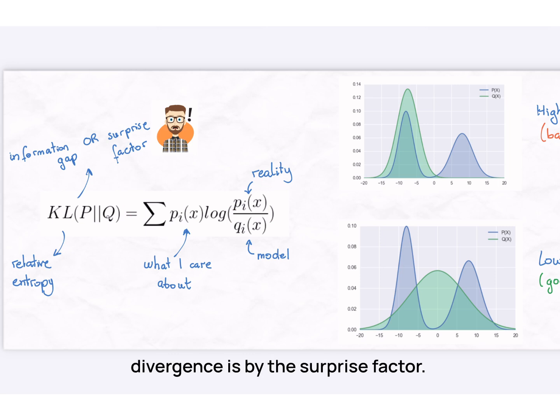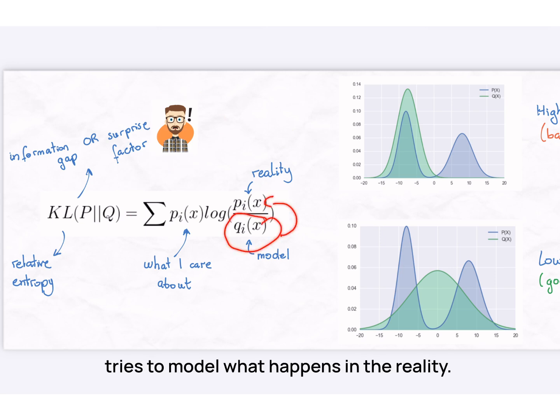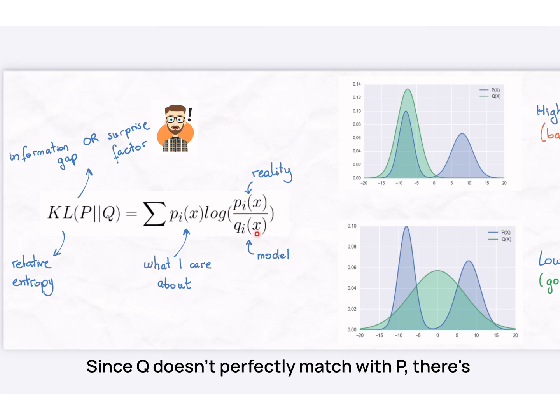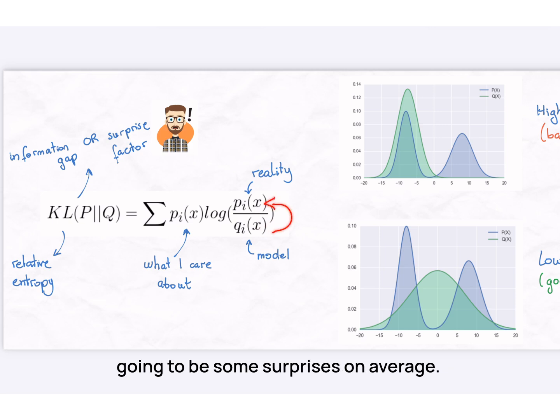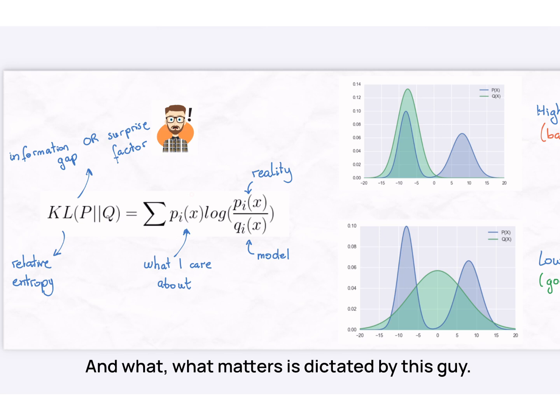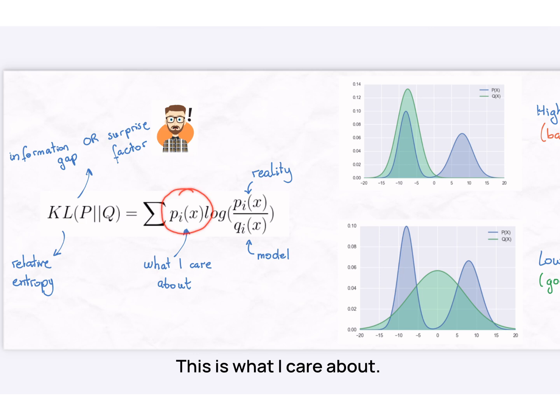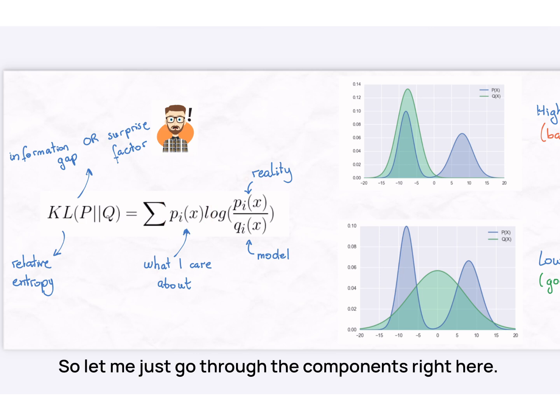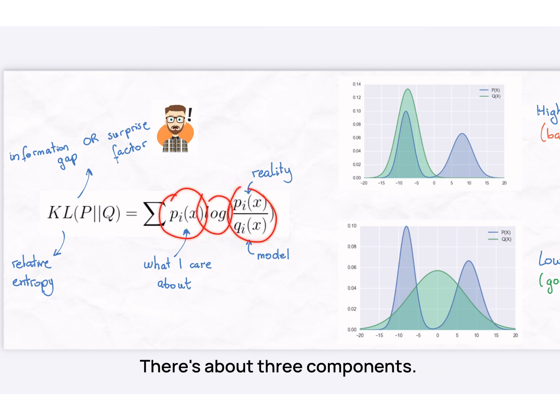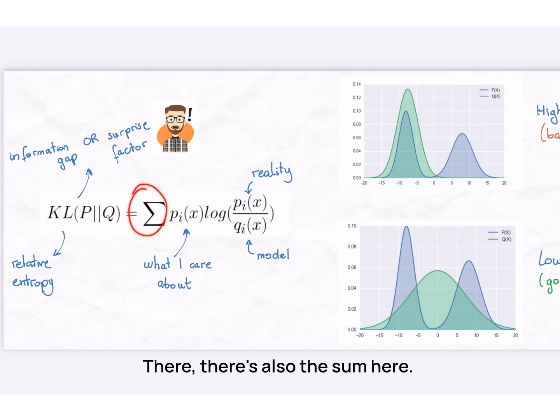Another way to explain the KL divergence is by the surprise factor. So let's just say you have a model here that tries to model what happens in reality. Since Q doesn't perfectly match P, there's going to be some surprise on average. And so KL quantifies these surprises, but not just any surprises. It's only the ones that actually matter. And what matters is dictated by this guy. This is what I care about. So let me go through the components right here. There are about three components. There's also the sum here.